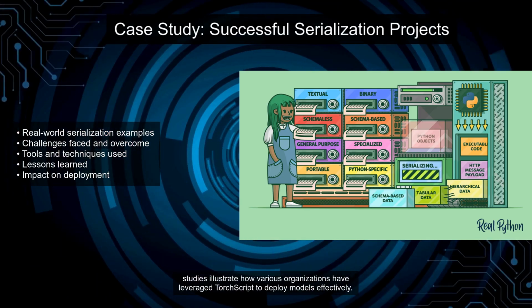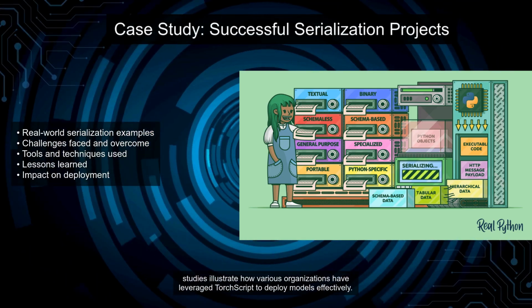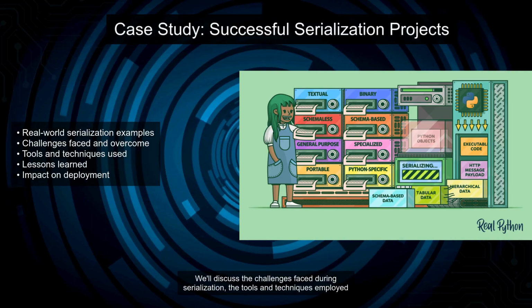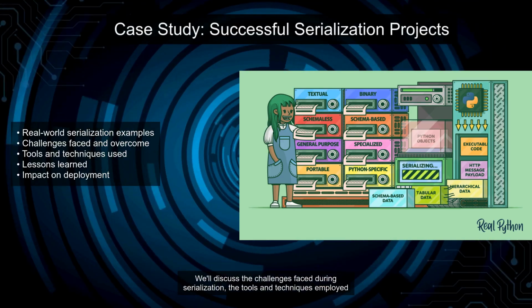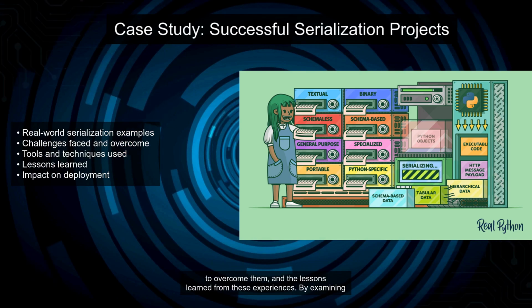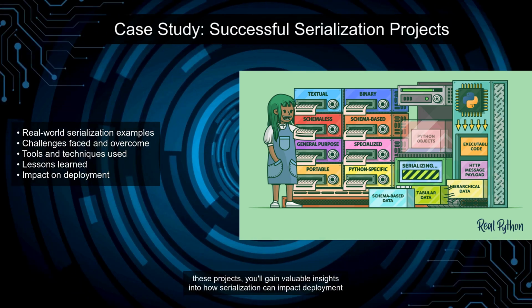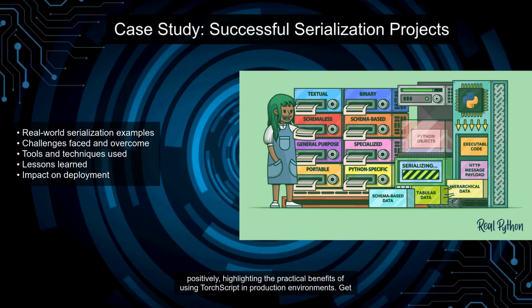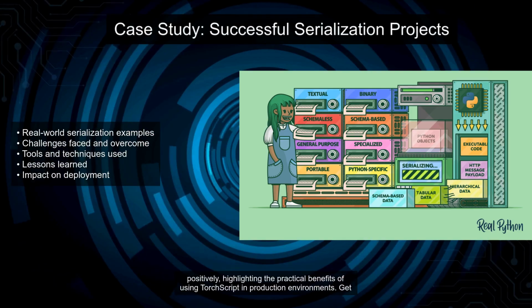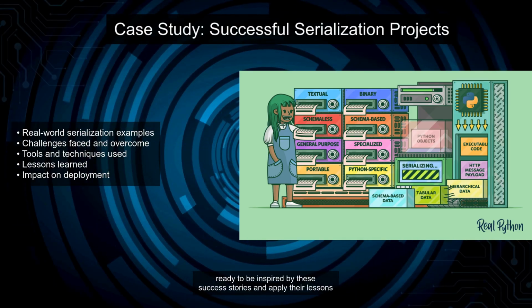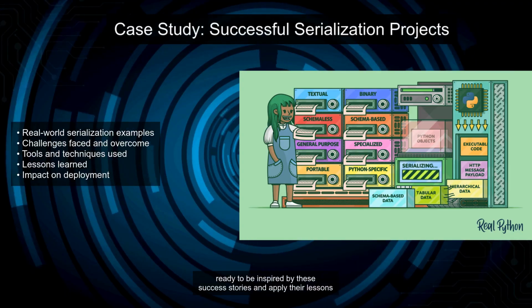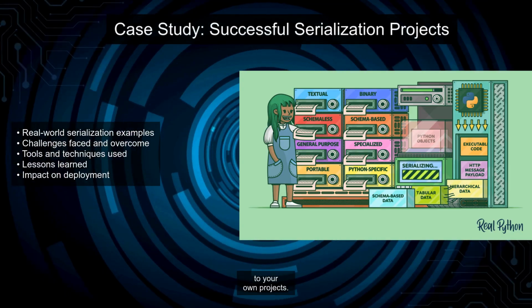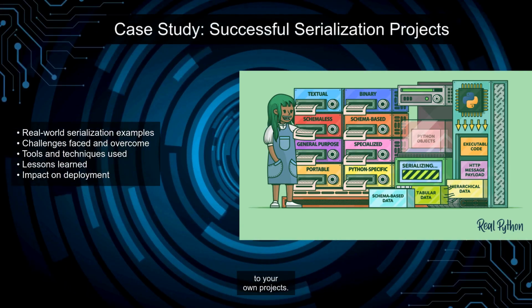Let's look at some real-world examples of successful serialization projects. These case studies illustrate how various organizations have leveraged TorchScript to deploy models effectively. We'll discuss the challenges faced during serialization, the tools and techniques employed to overcome them, and the lessons learned from these experiences. By examining these projects, you'll gain valuable insights into how serialization can impact deployment positively, highlighting the practical benefits of using TorchScript in production environments. Get ready to be inspired by these success stories and apply their lessons to your own projects.